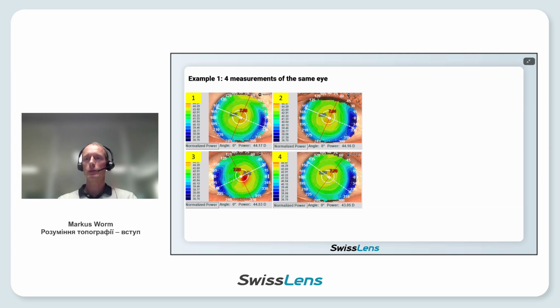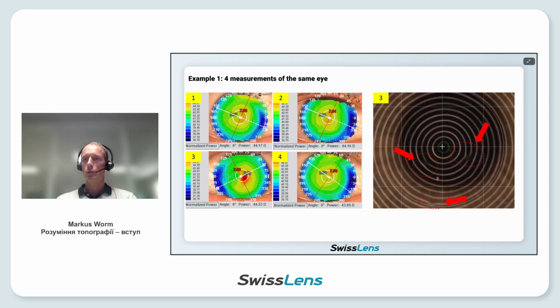You may have noticed that for image number 3, there is something spooky with this red area here. Maybe it looks like a conus, but what was happening there? And which one is the right one? Which one is correct?